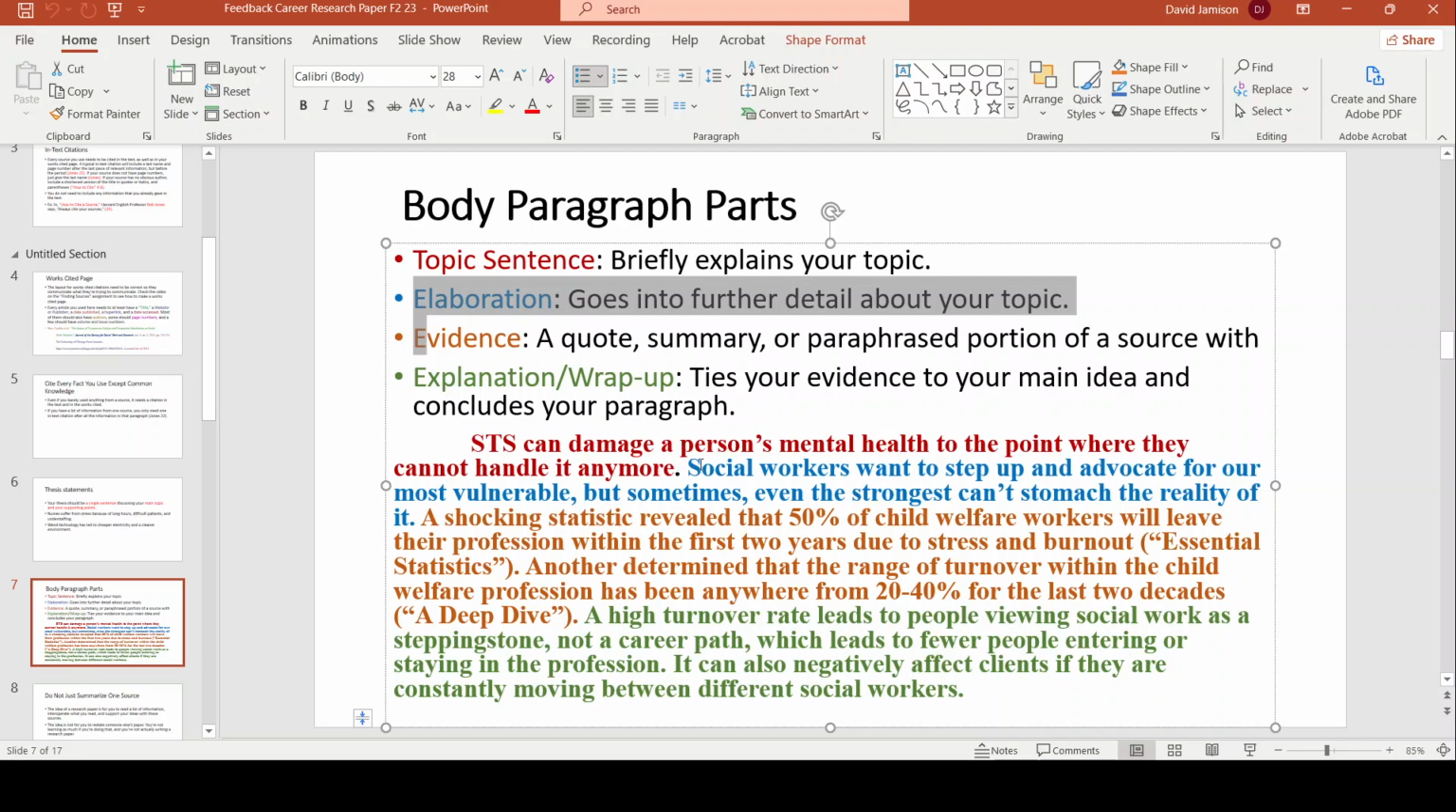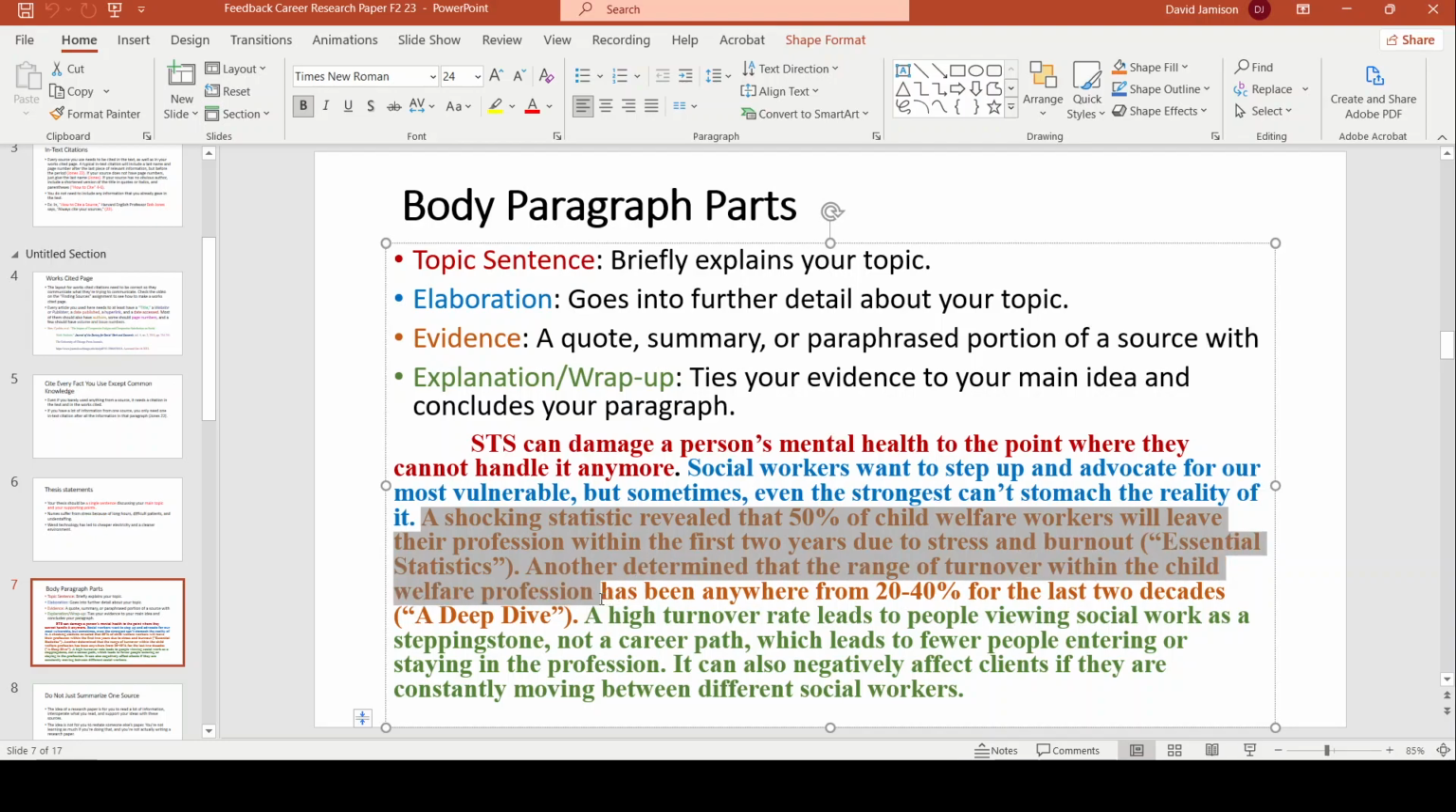But you need this to happen at least once. You need a piece of evidence. So, a shocking statistic revealed that 50% of child welfare workers will leave the profession within the first 2 years due to stress and burnout. This is from something called Essential Statistics. Another determined that the range of turnover within the child welfare profession has been anywhere from 20 to 40% for the last 2 decades.